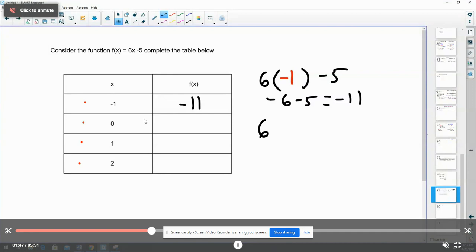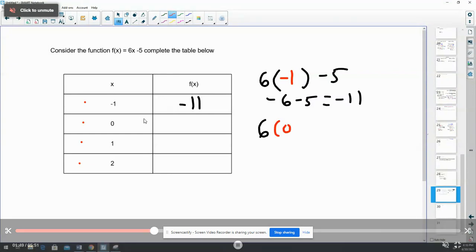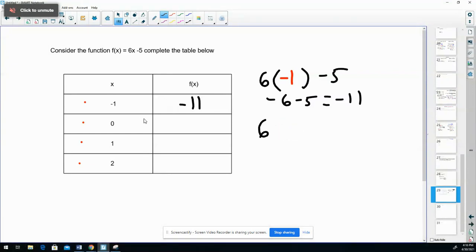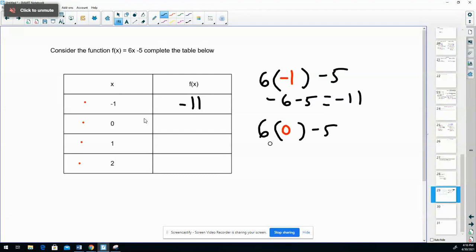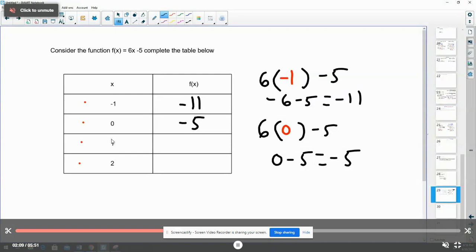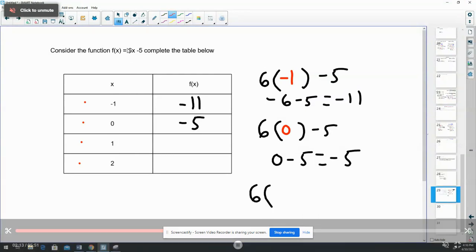So -11 would go in this part of the table. Now we're going to plug in 0. So we have 6 times 0. I'll make it consistent here with the color code. Minus 5. 6 times 0 is 0. Minus 5 is -5. Okay, then we're going to plug in 1. So we have 6 times 1.